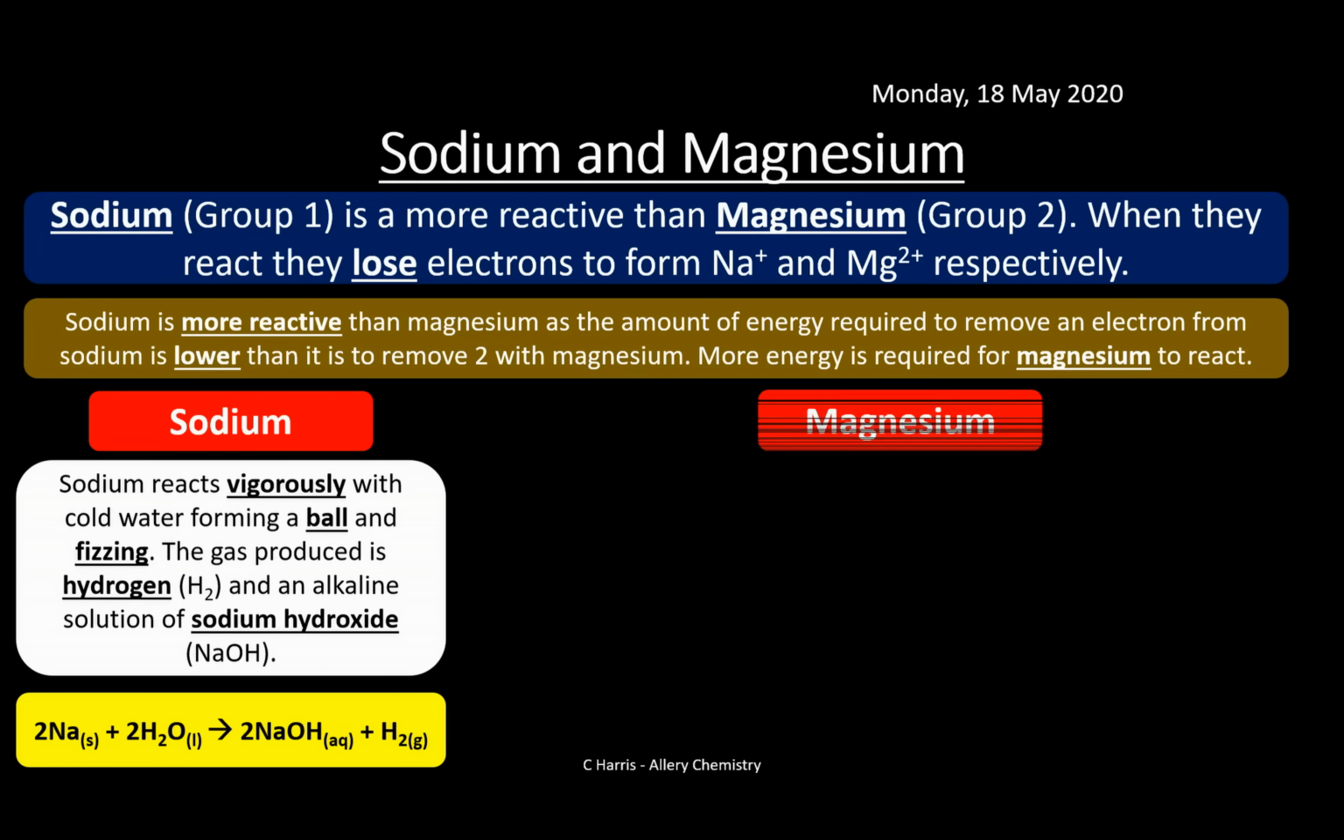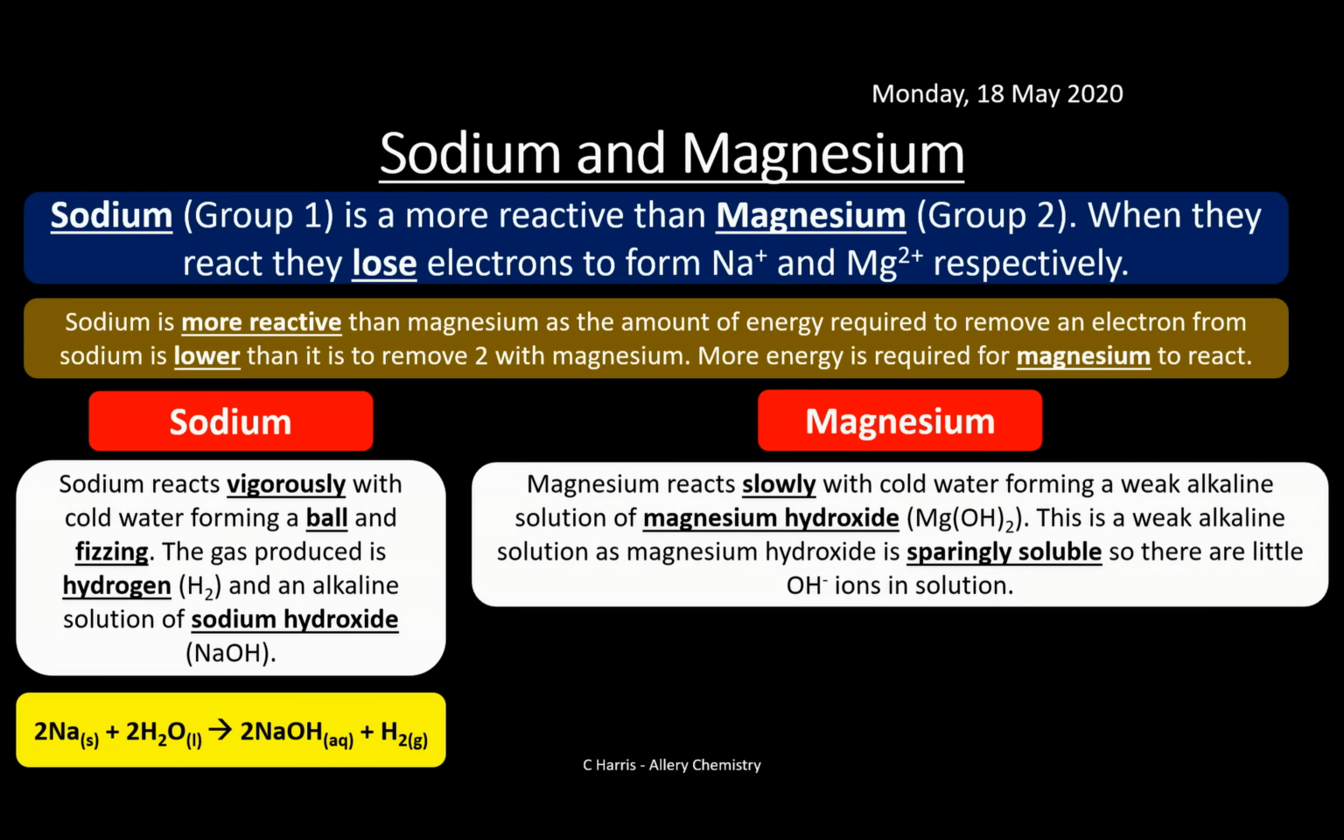Okay, so let's compare this with magnesium. Magnesium does react with water, but it reacts incredibly slowly, and it forms a weak alkaline solution of magnesium hydroxide. It's still forming an alkaline solution, but it's weak because it's sparingly soluble, so it doesn't dissolve very well in water. So we don't have many OH- ions, because it doesn't dissociate that well in water. The equilibrium lies well over to the left hand side. So it doesn't dissociate very well when dissolved in solution, therefore it's a weak alkaline solution.